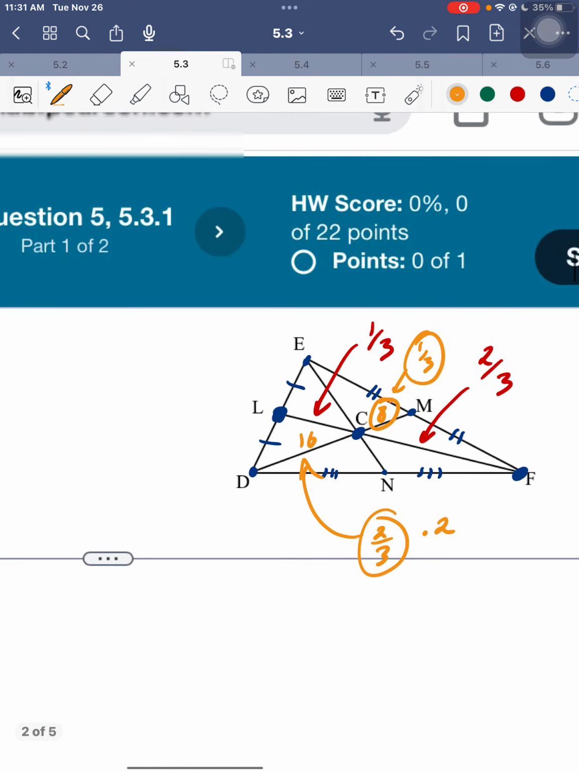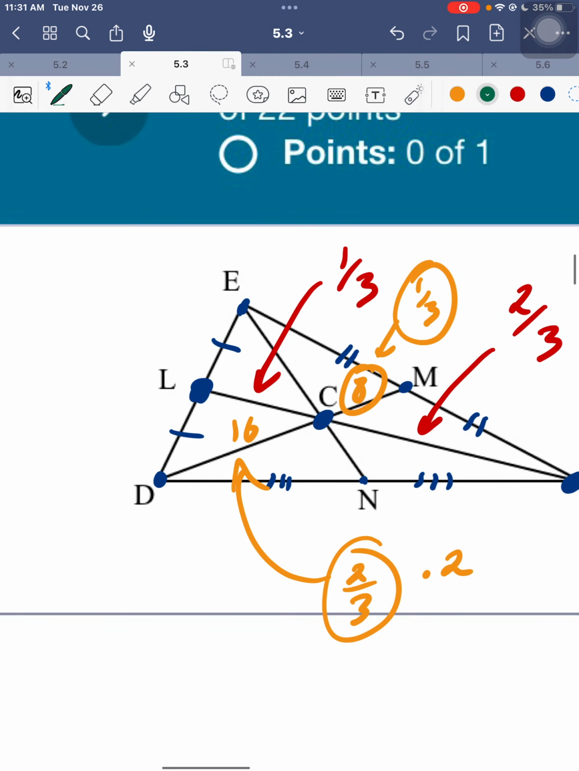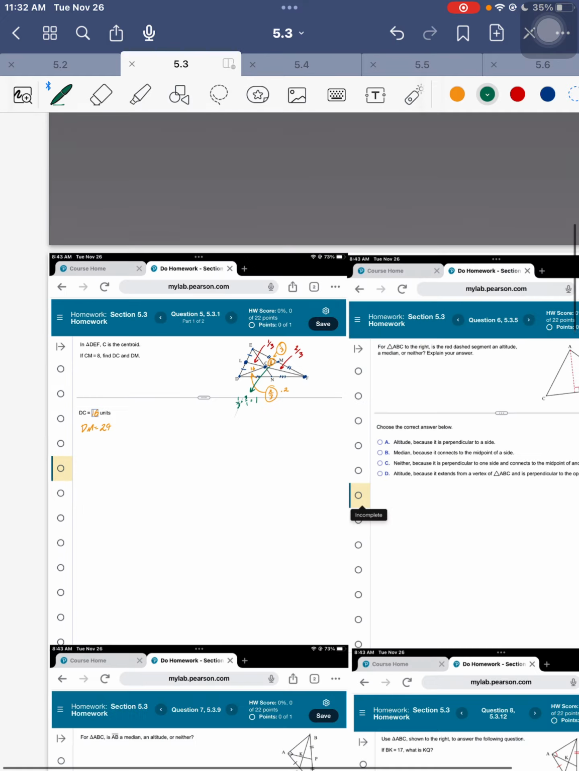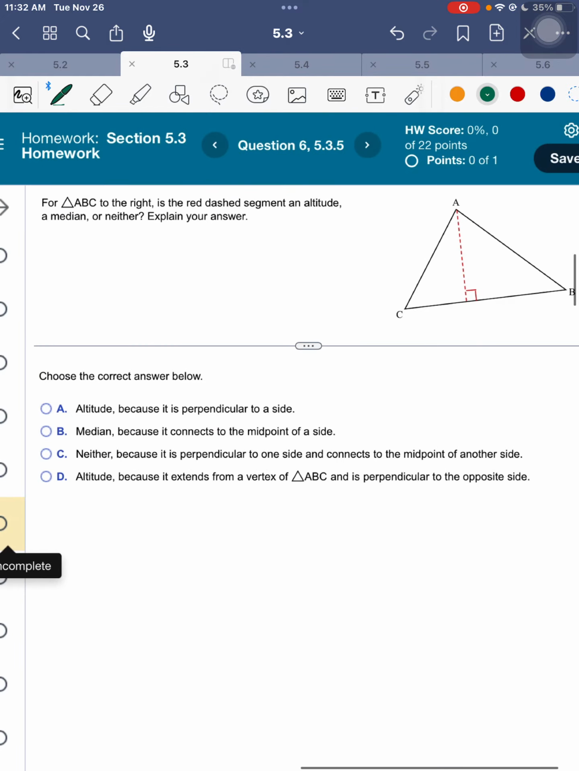Right? Or if I didn't want to do the adding, I could have also recognized that if CM is 8, how do I go from 1/3 to a whole? I have to multiply by 3. So what is 8 times 3? 24. Okay? So let's take a look at this one.